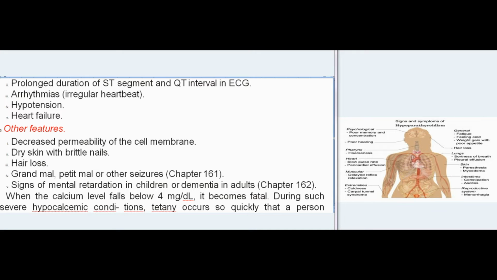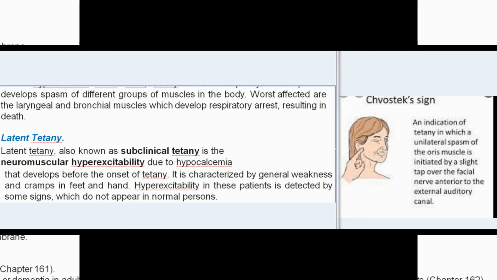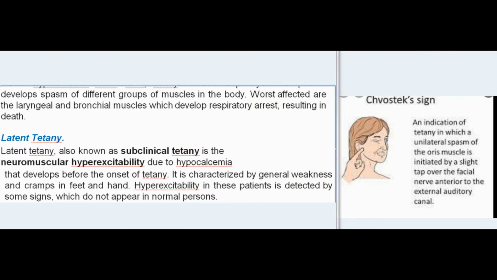During such severe hypocalcemic conditions, tetany occurs so quickly that a person develops spasm of different groups of muscles in the body. Worst affected are the laryngeal and bronchial muscles, which develop respiratory arrest, resulting in death. Latent tetany, also known as subclinical tetany, is the neuromuscular hyperexcitability due to hypocalcemia that develops before the onset of tetany. It is characterized by general weakness and cramps in feet and hand.